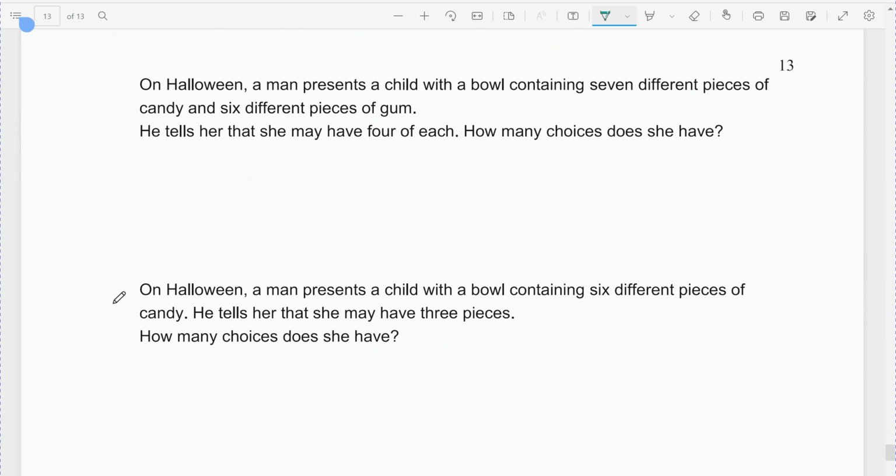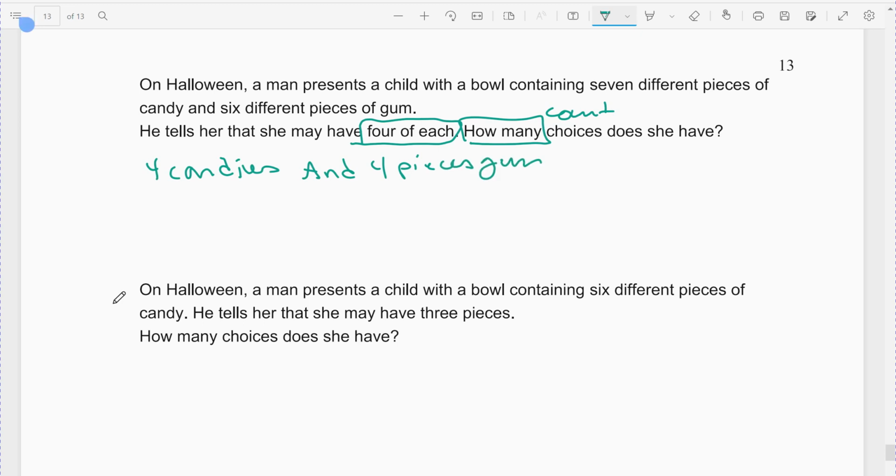Alright, so on Halloween, a man presents a child with a bowl containing 7 different pieces of candy and 6 different pieces of gum. So we're assuming candy is different than gum. He tells her that she may have 4 of each. How many choices does she have? So 4 of each, and how many? So we're counting, not probability. Of each, meaning she can pick 4 candies and 4 pieces of gum, because he distinguished between the 2 different kinds.